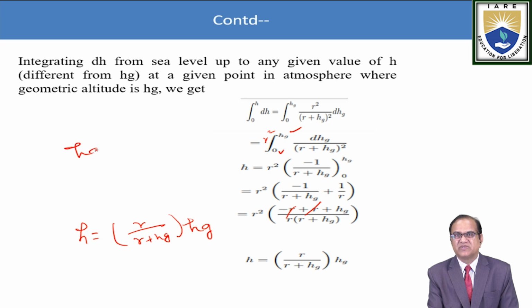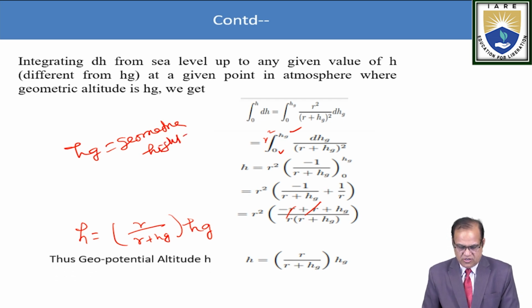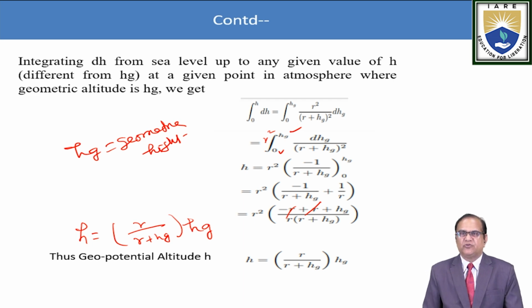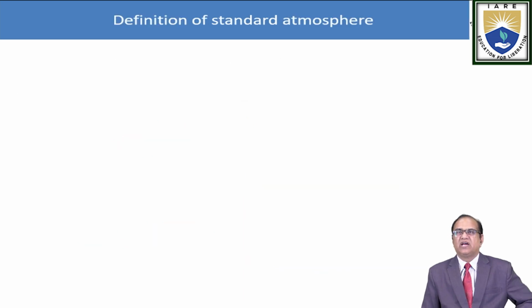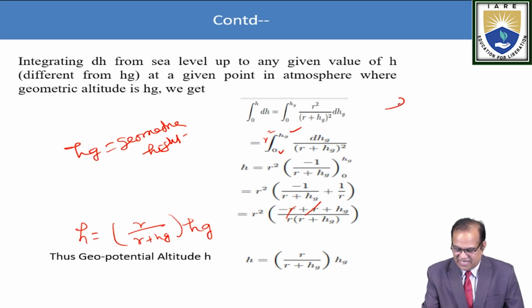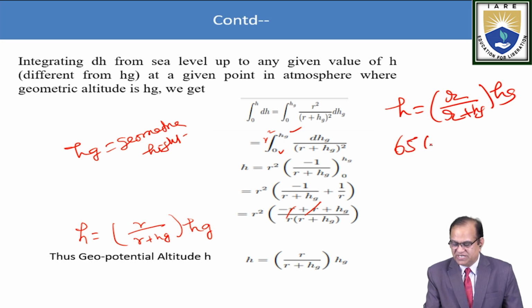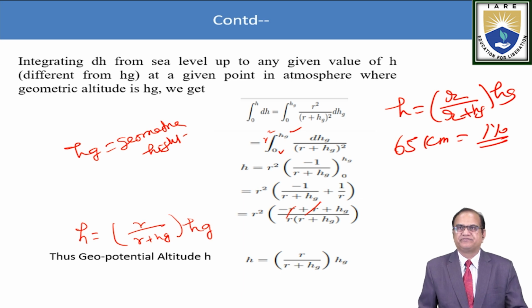So what is hg here? Geometric height. So the geopotential altitude h is equal to r by r plus hg into hg. So we got the relationship between h and hg, and if it is 65 kilometers, there is only a 1% difference between h and hg. So that is not very much different.